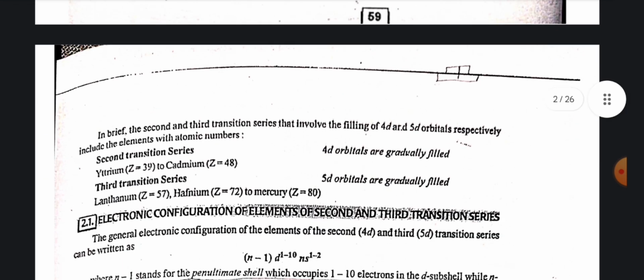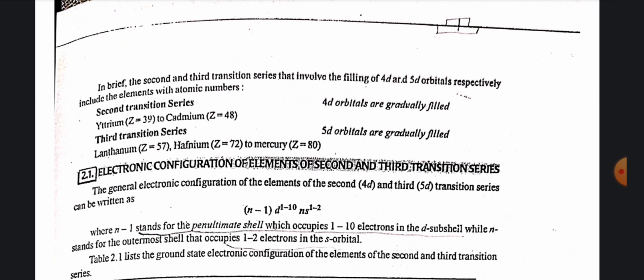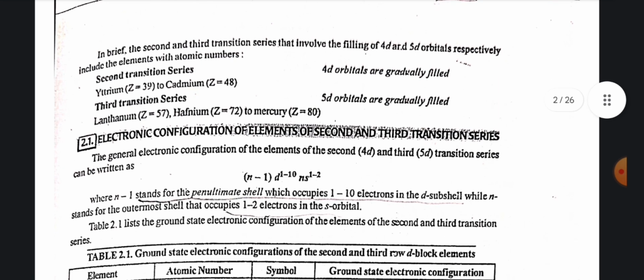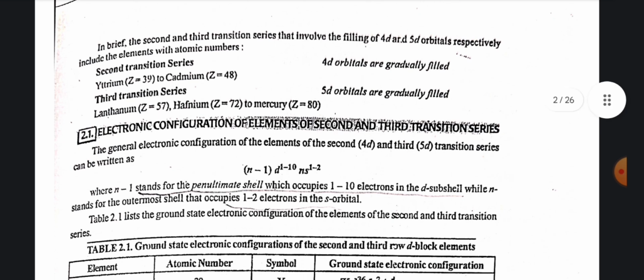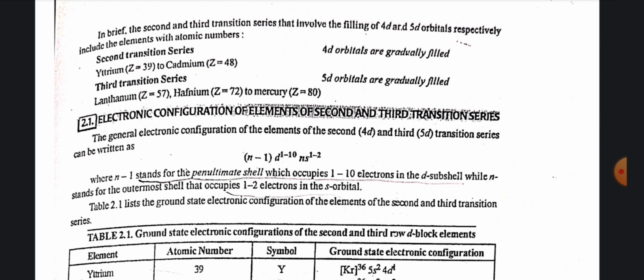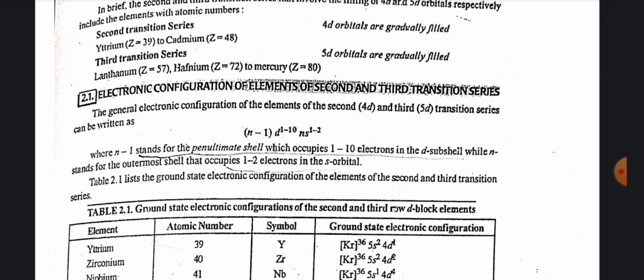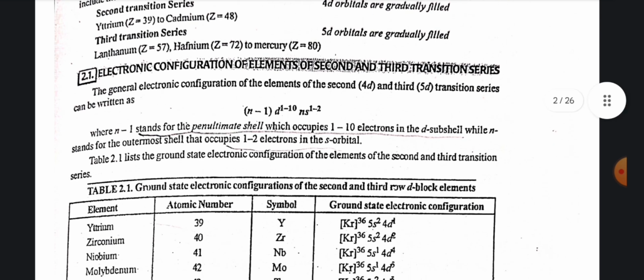In brief, the second and third transition series that involve the filling of 4d and 5d orbitals respectively include the elements with atomic numbers such as, for second transition series, yttrium to cadmium, that is 39 to 48, where 4d orbitals are gradually filled, while in third transition series, lanthanum to hafnium, that is from 57 to 72, to mercury, that is 80, 5d orbitals are gradually filled.